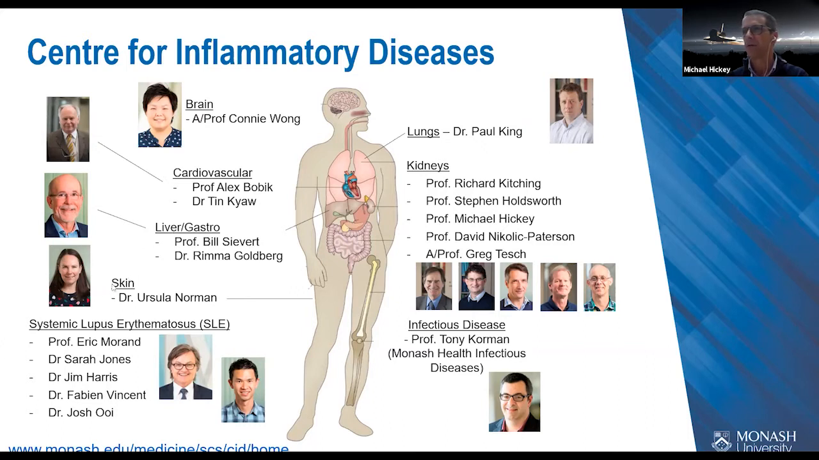Dr. Ursula Norman works on skin inflammation. We have a large group working on systemic lupus erythematosus, led by a number of people, including Eric Morand and Josh Uy. We have lung physicians working on pulmonary disease, Paul King, and again, a large group of individual teams of people working on kidney disease. And we also have links with infectious disease at Monash Health. So this slide doesn't cover all of our researchers in the centre, but it illustrates the diversity of the kinds of diseases that we're interested in.